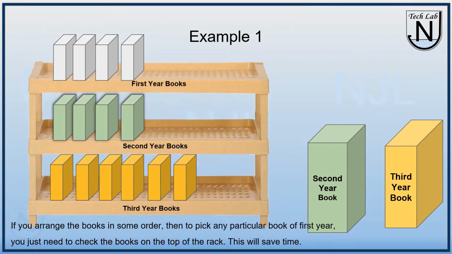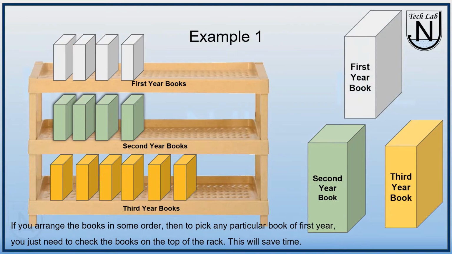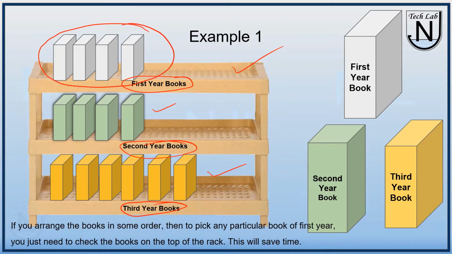But if some other student has arranged the books like this, where all the first year books are kept on the first slab, the second year books on the second slab, the third year books on the third slab, and so on, then if you want a book of first year, you only need to look over here. You just need to search among these 4 books, and you do not have to go to the slabs of the second and third year.